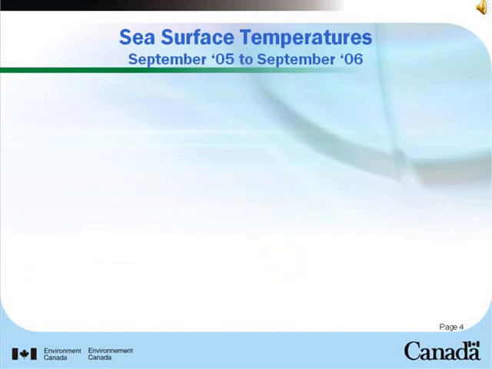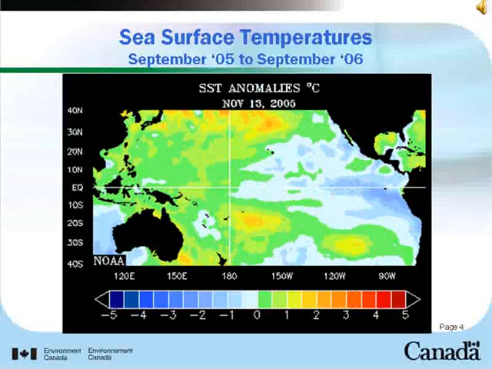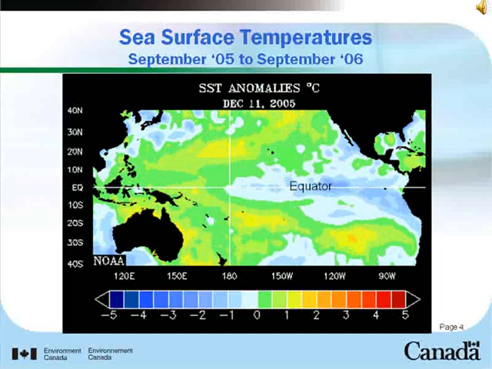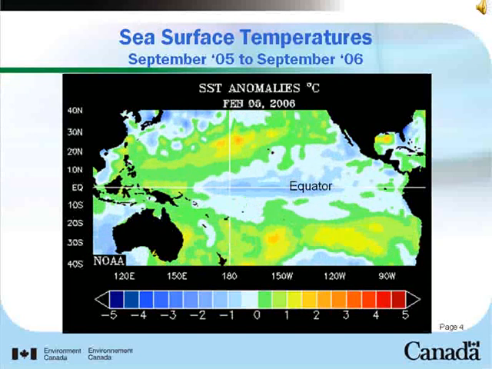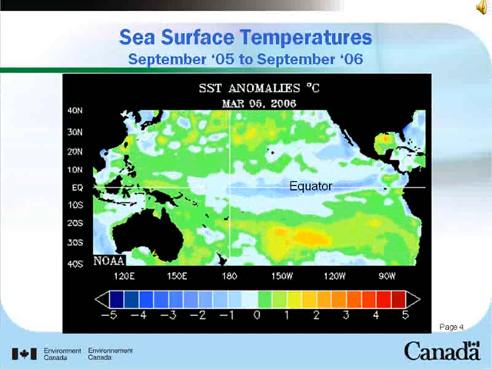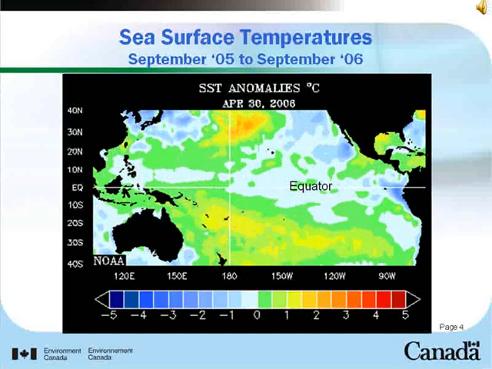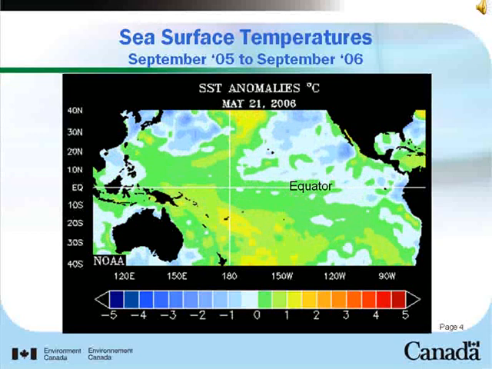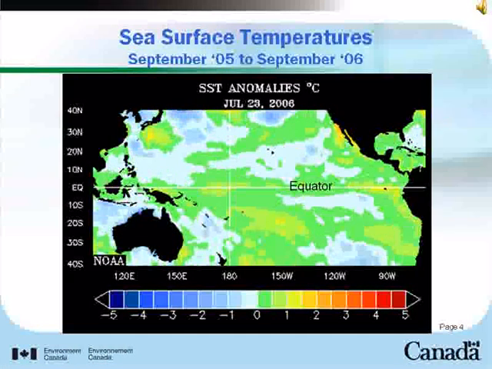This animation shows sea surface temperature anomalies, that is, the difference from normal temperatures over the Pacific in the past year. If you watch the colors along the equator, you'll notice a gradual shift from cooler shades of light blue to warmer shades of yellows and orange at the end of the animation. Climate models forecast a continuation of this trend and predict a moderate El Nino by winter.